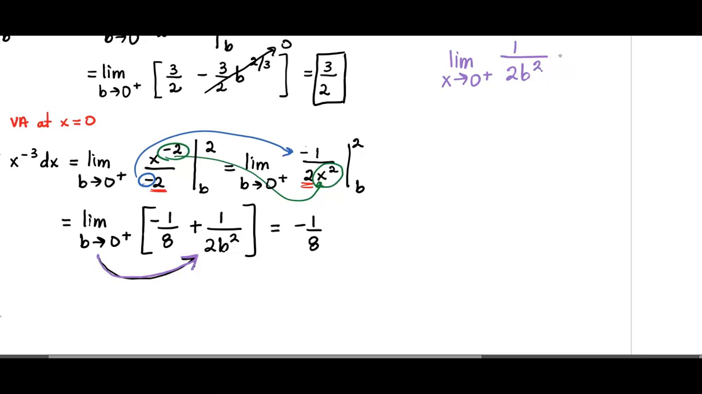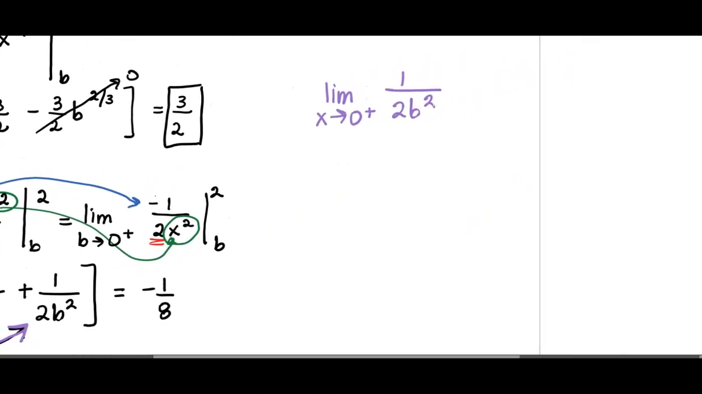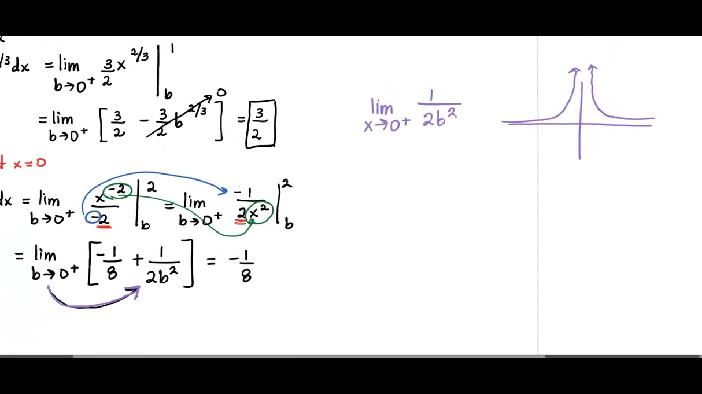Well, the graph of 1 over 2b squared looks like that. If you were to graph it, it has a vertical asymptote at 0, and both ends of the graph shoot up. So what happens as b goes to 0 from the right? Well, here's 0. Here's the right side. As we approach 0 from the right, the function is shooting up to positive infinity. So that second part of the limit is infinity. So this entire limit equals infinity, which does tell us that the integral diverges.